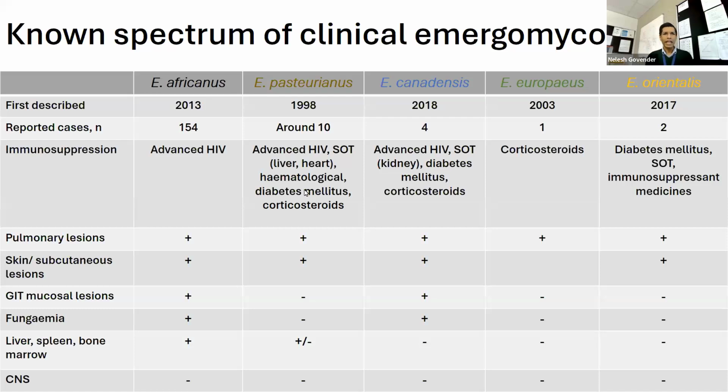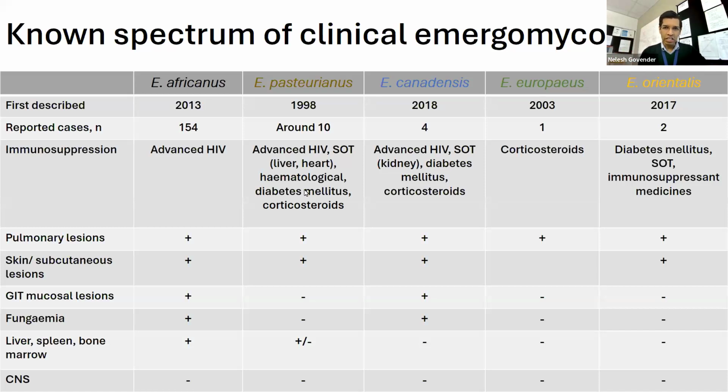So the known spectrum of clinical emergomycosis is limited, I would say. So far, we've got no known cases in immunocompetent hosts. All the original cases we thought were cases of disseminated emmonsiosis in immunocompetent people turned out actually to be cases of blastomycosis.